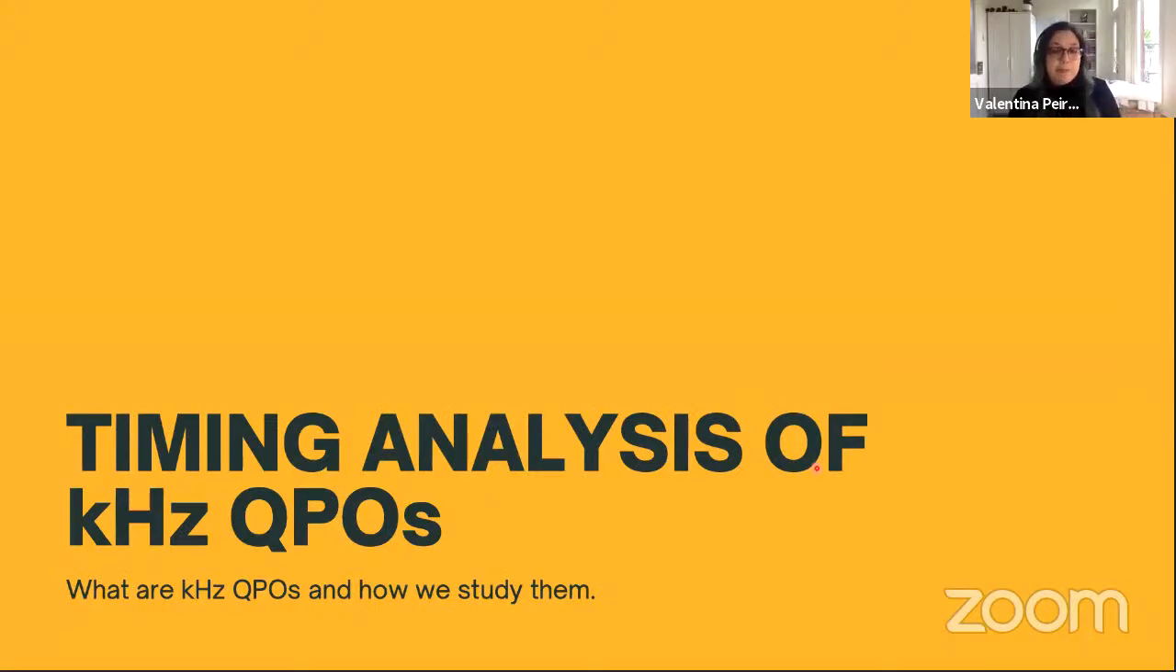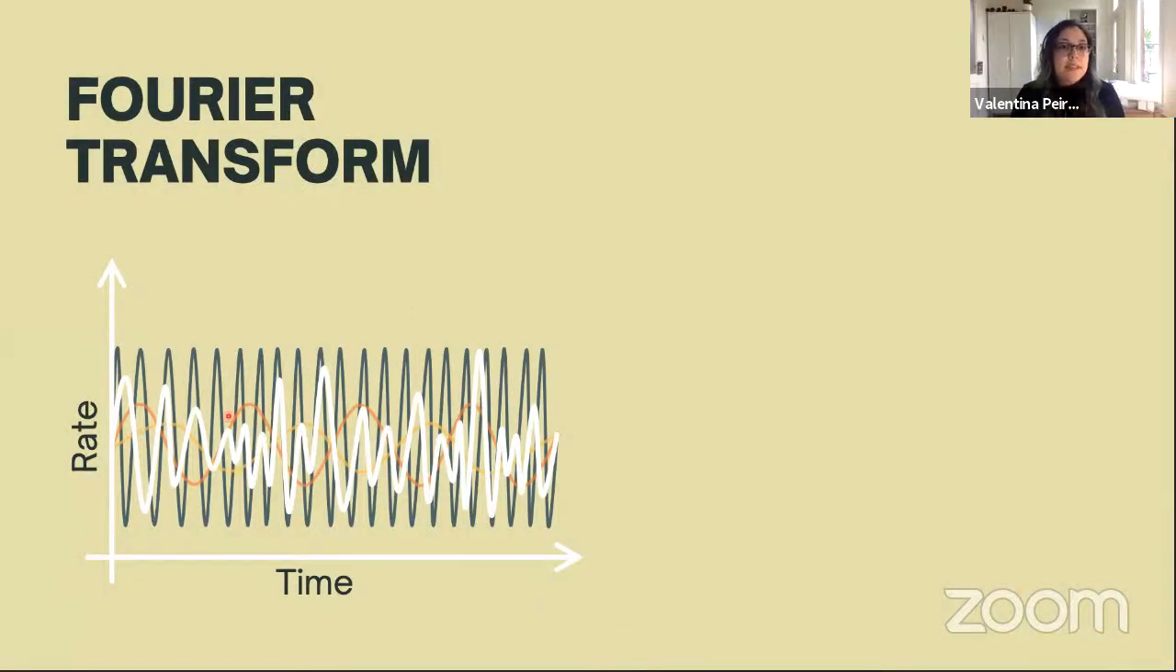So, well, the previous speaker really did some kind of introduction into timing. So maybe I won't go into this in so much detail anymore, but I still wanted to give a little bit of an introduction about what is timing analysis, what are kilohertz QPOs, and how we study them. So when we observe one of these sources, this is basically what we see. This is a light curve, so it's rate versus time. And we see that it's very variable.